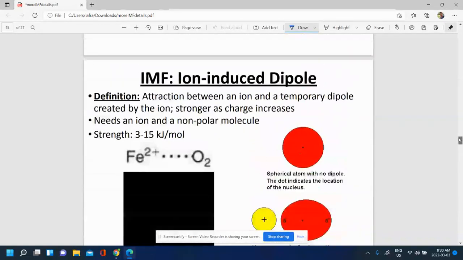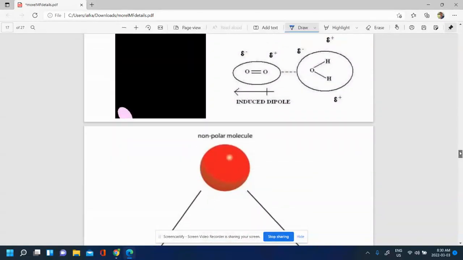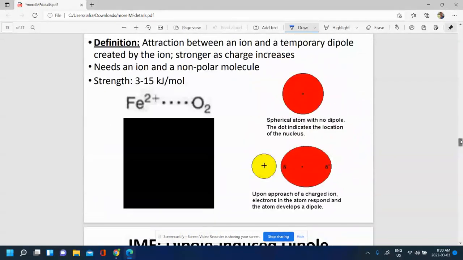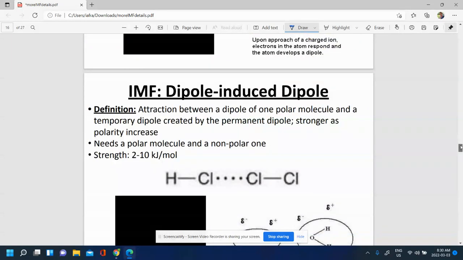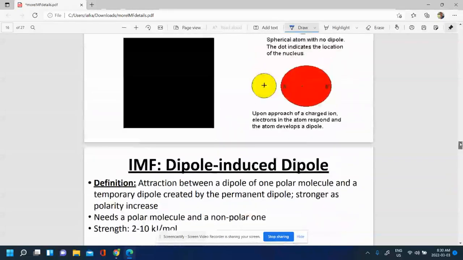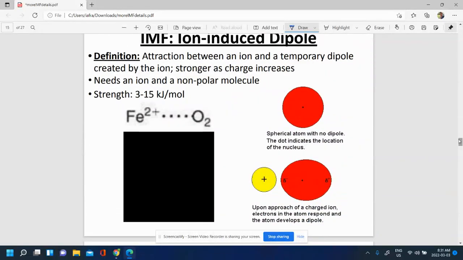The last two intermolecular forces I briefly want to touch upon, we're not going to focus on them too much, are the ion-induced dipole and then the dipole-induced dipole forces. So let's go over here. We have ion-induced dipole. That's where you have a nonpolar molecule generally. So here's a nonpolar molecule that normally does not have a dipole. There's normally no partial charges except for those little temporary instantaneous ones that develop.